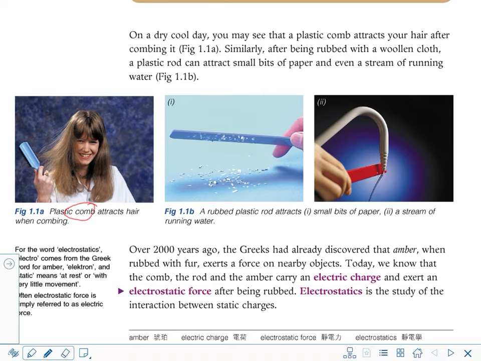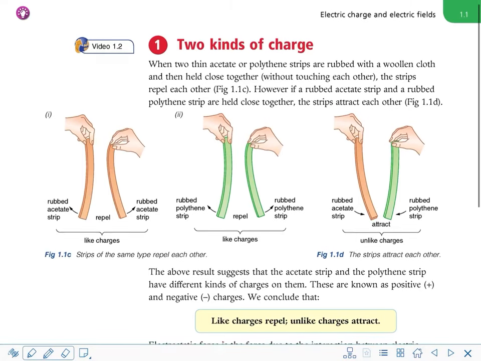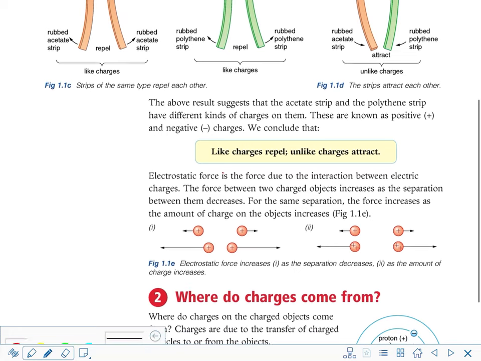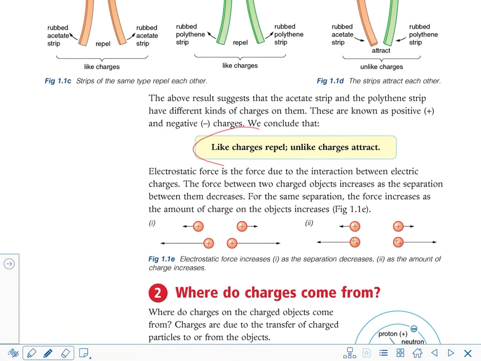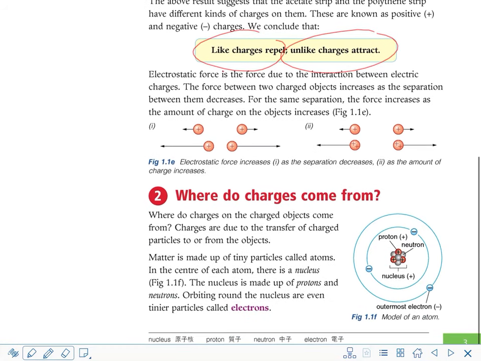We know if I rub the comb, it may attract a hair, it may attract running water. The force is called electrostatic force, or we can say this is a Coulomb force or electric force. It will relate to electric charge, and we have a concept that like charges repel and unlike charges attract.